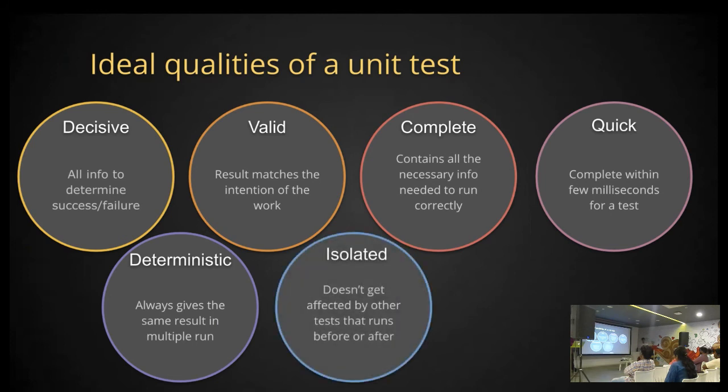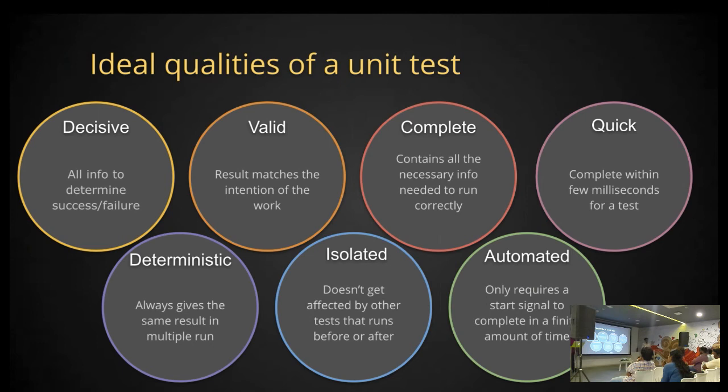And it should be isolated. If you write a test that affects some other functionality or some other test, we cannot say that is an ideal unit test, right? It should always be independent and isolated. Next is automated. Each test should need just a start signal to complete all the tests within a finite amount of time, right?